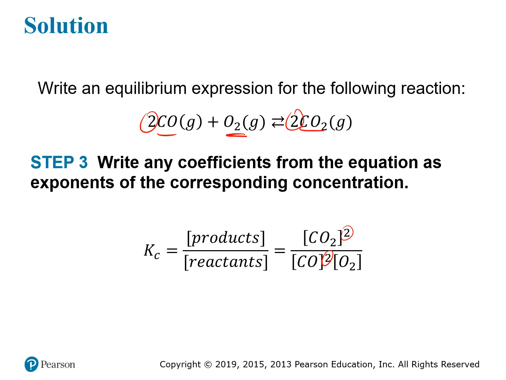So this is the final answer. The equilibrium expression is the form of the equation for K. Kc equals the carbon dioxide concentration squared divided by the carbon monoxide concentration squared times the oxygen concentration.